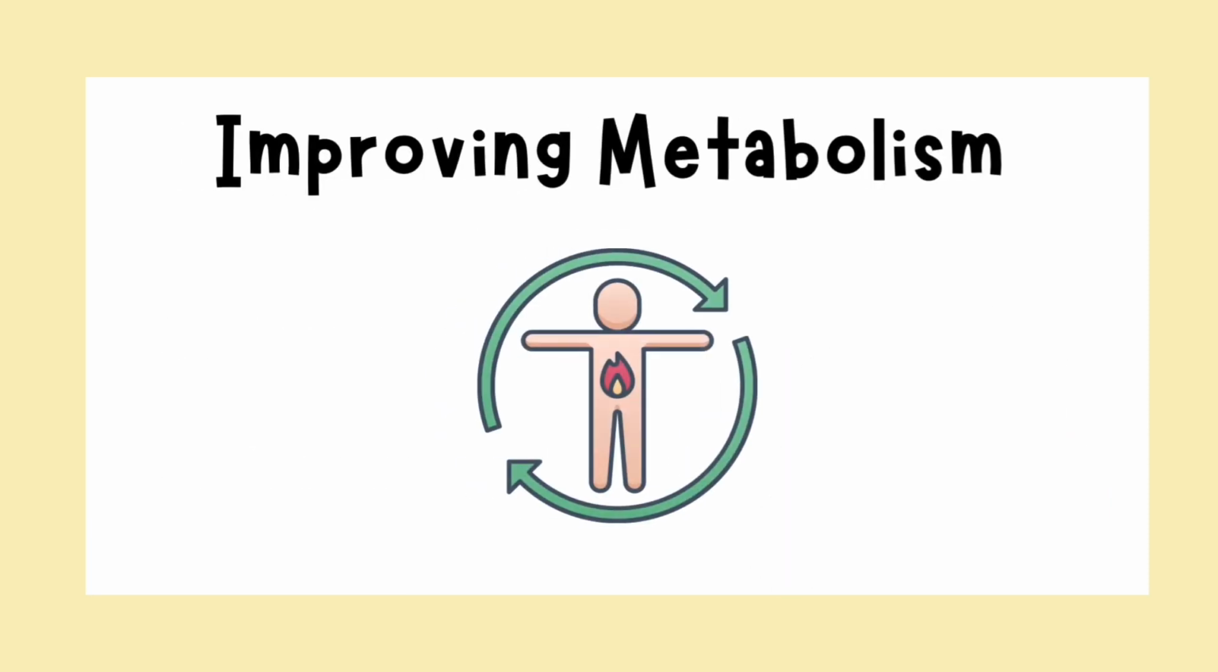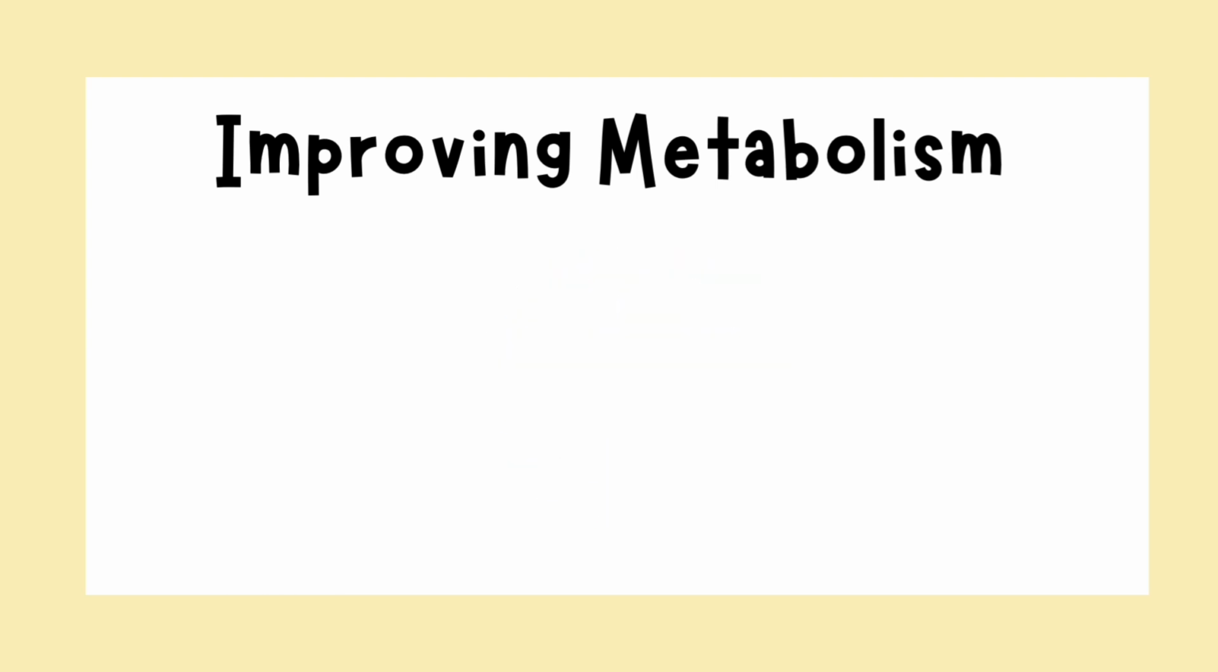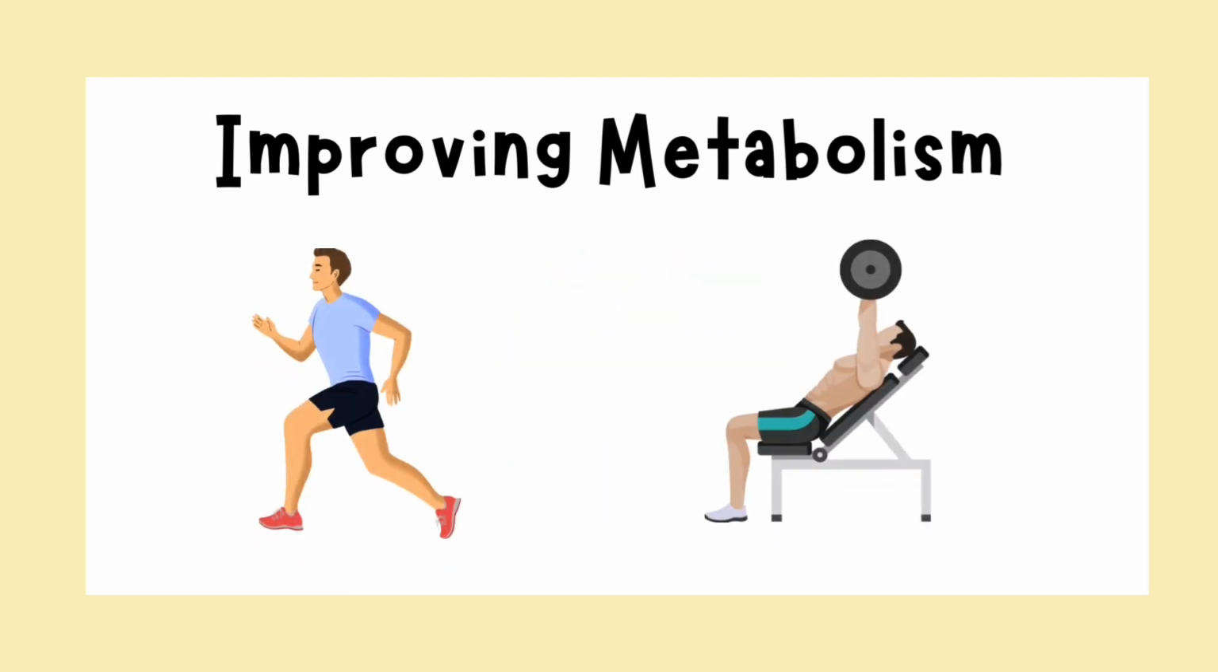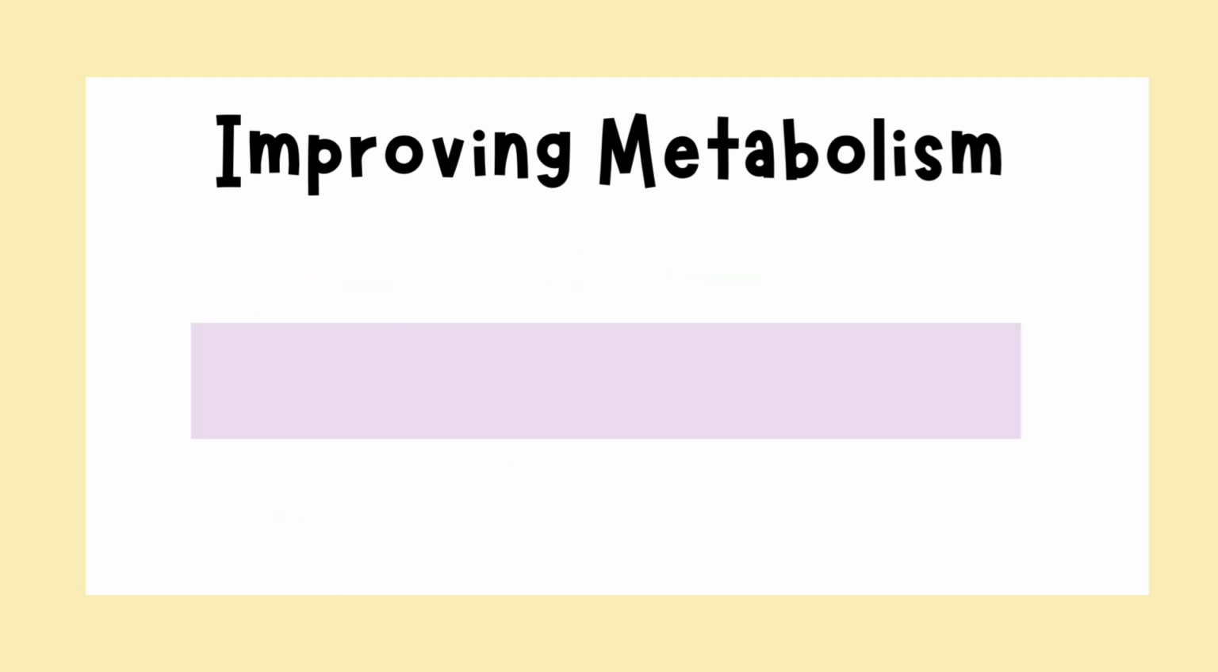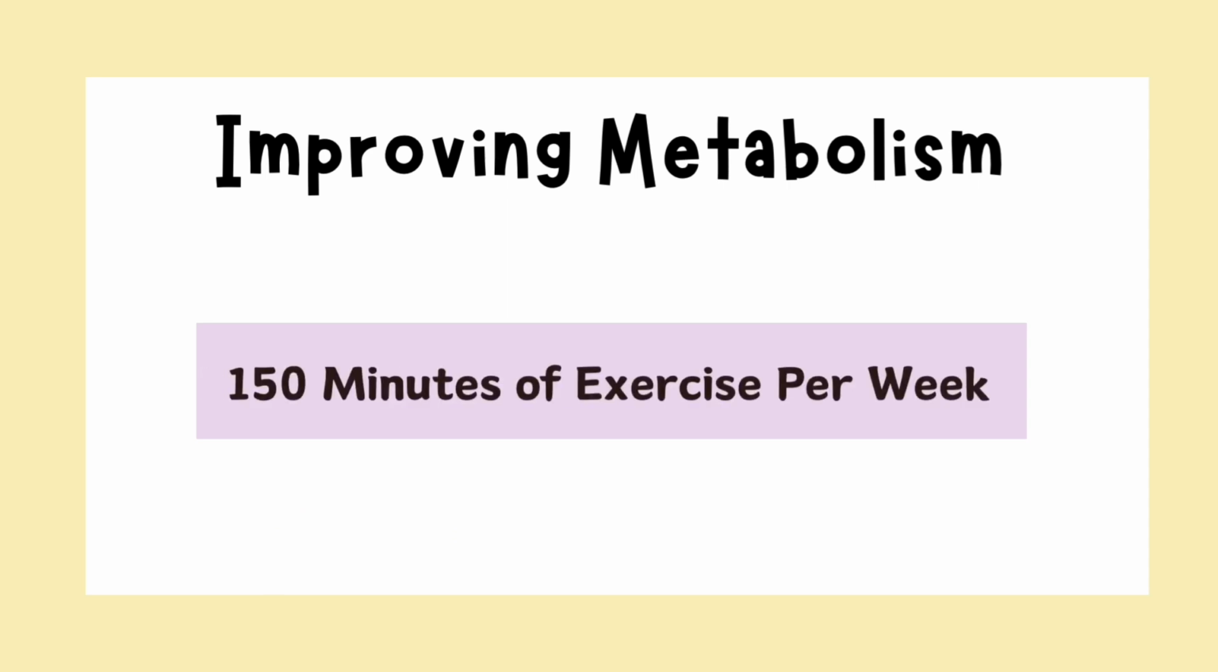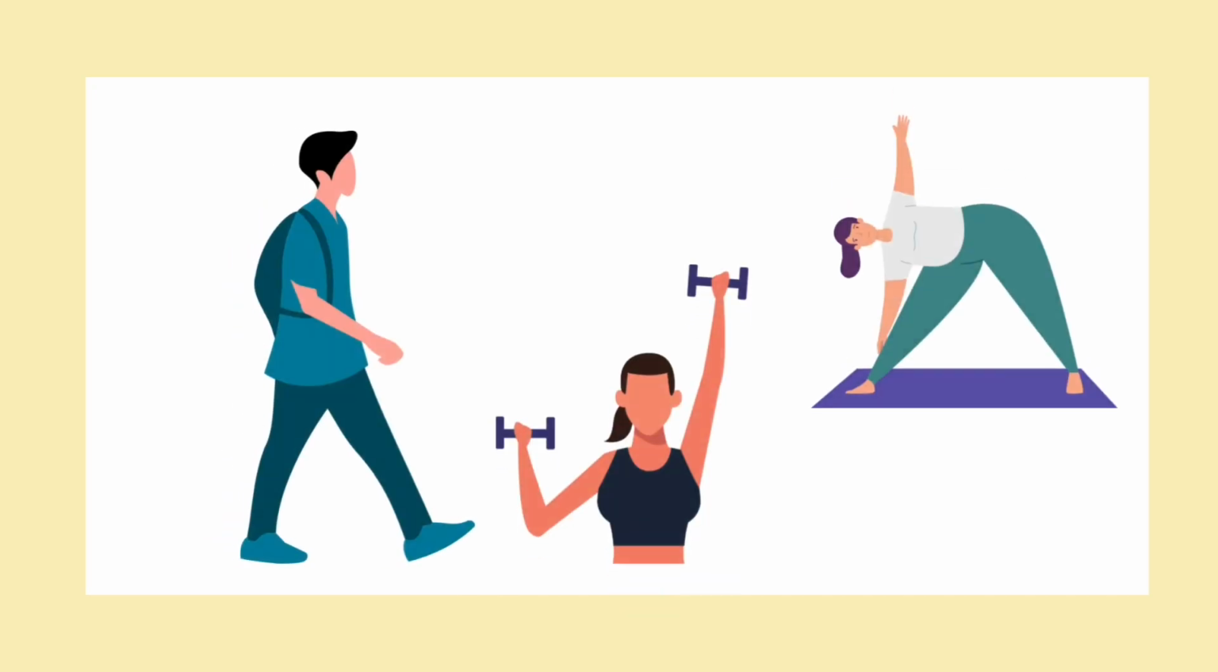So how can we improve our metabolism for our overall health? We can engage in regular physical activity, including aerobic and strength training exercises. According to the CDC, we should aim for at least 150 minutes of moderate intensity exercise per week. Even with smaller movements, such as daily walks, we can reduce sedentary behavior by incorporating more movement into our daily routine.